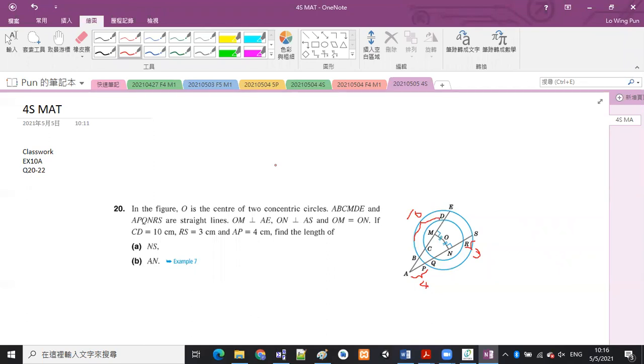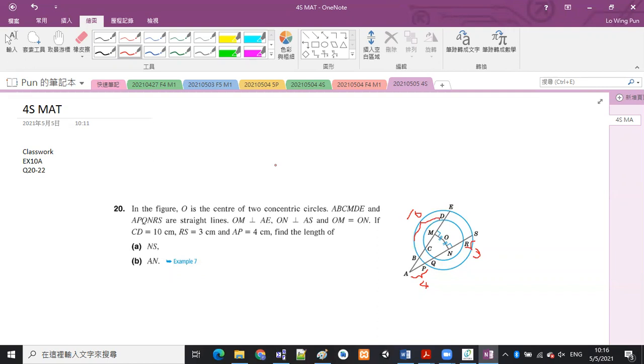好啦，跟住 part A。Question asks us to find the length of NS. NS, that is this length. Okay. We have part of NS, that is RS to be 3 cm. If we can find the length of NR, then just add 3 to NR and will be the answer of NS, right? Okay. So our plan now is to find the length of NR. But NR is a part of a chord in the smaller circle. Okay, in a smaller circle.